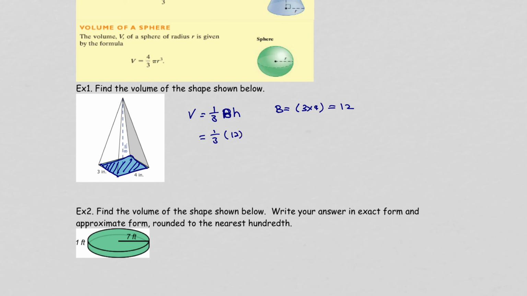Height looks like 8 inches, right? This is the height, which is 8 inches. And when you multiply that, of course, it's easier to get rid of fractions. So 3 goes into 12 4 times. That will be 4 times 8, 32 cubic inches.